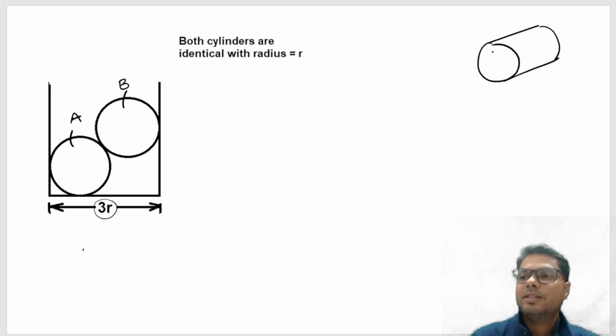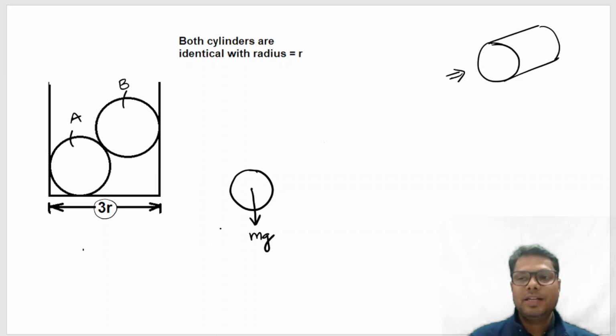In case anyone is confused why I am saying this is a cylinder, we are looking from this side. So these are two cylinders and we have to draw the free body diagram of both. First, let's draw the FBD of cylinder A. First step, isolate the cylinder, isolate the body. Second step, weight of the body. Weight acts vertically downwards. This is weight.